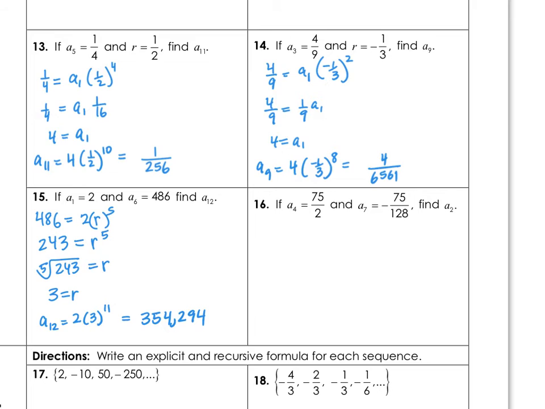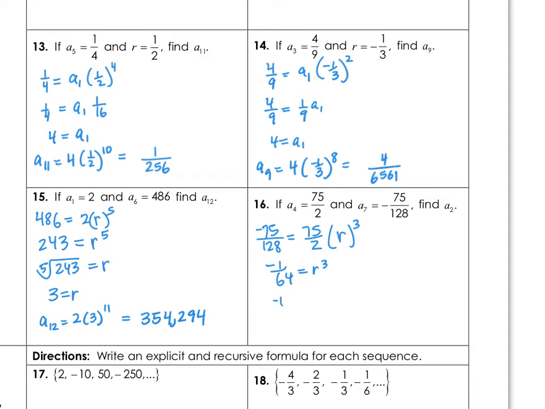All right, number 16, a sub 4 is 75 over 2. A sub 7, we want the second term. Okay, so I need to find the seventh term would be equal to the fourth term times r 3 times, because there's 3 steps between there. So if we solve this equation, this gives us negative 1 over 64 equal to r cubed.